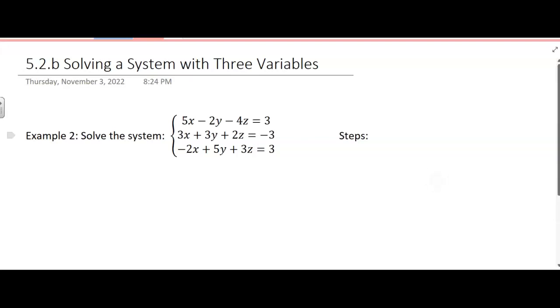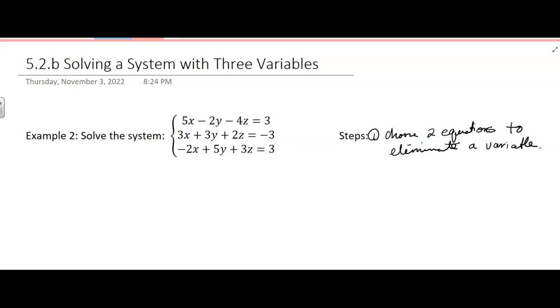Okay, so step 1, you're going to choose 2 equations to eliminate a variable. Now, we're going to be using the methods we learned in 5.1. There's elimination by addition, or the addition method, and there's substitution. Those are the methods we have, and that's what we're going to use. There are other methods, but they're not discussed in this class. You have to take another math class to get those.